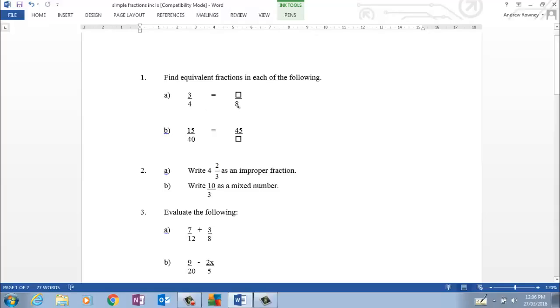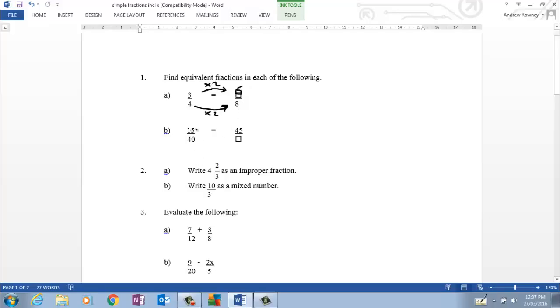Now the denominator, the number on the bottom, is double. 4 has been doubled, or times 2 to get 8. So what you do to the bottom, you've got to do to the top. So if the bottom's times 2, then the top is times 2. 3 2s are 6. So 3/4 is the same as 6 on 8.